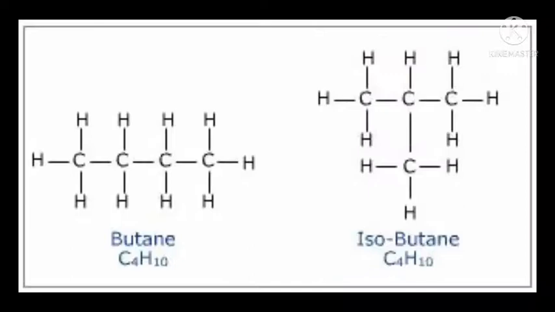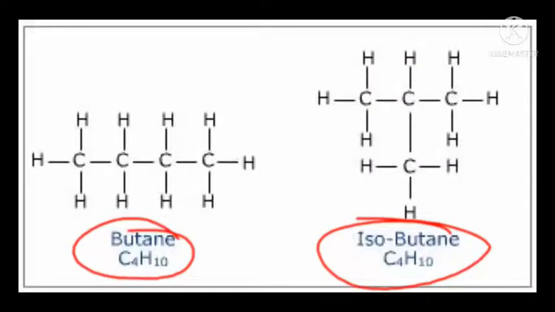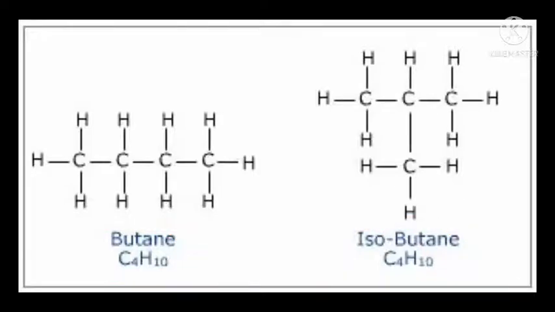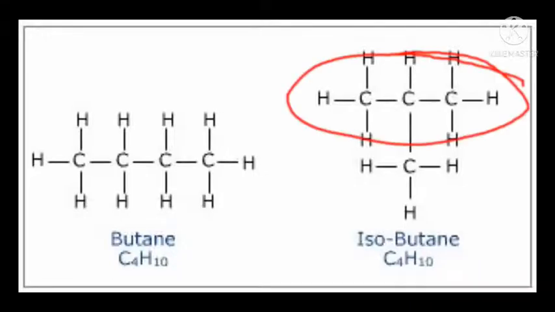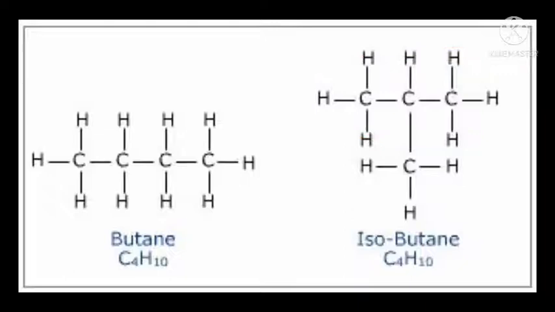For example, we have taken here n-butane and isobutane. Formula is same, C4H10, but in the first case, all the four carbon atoms are present in the straight parent chain, whereas in the second case, three carbon atoms are present in the parent chain, whereas one carbon atom is present in the form of side chain. So the first molecule is butane, whereas the second one is isobutane, or we can say 2-methylpropane. Both have the same molecular formula, C4H10, and are chain isomers.